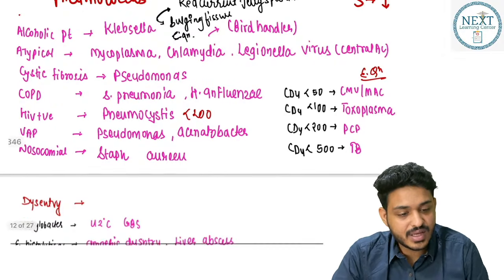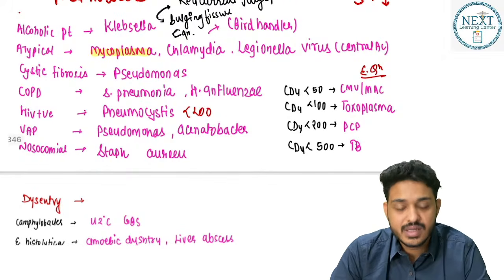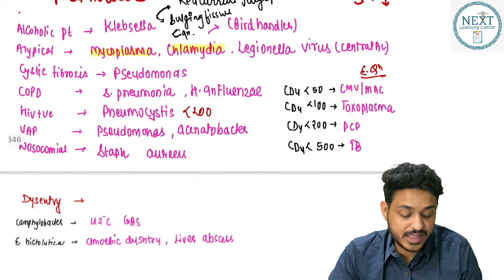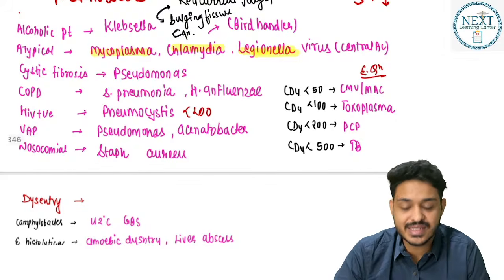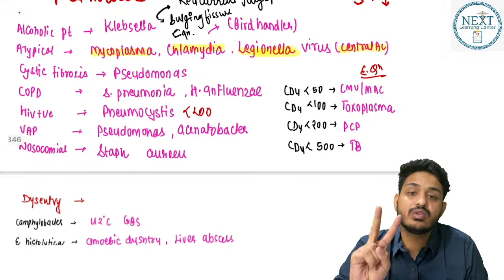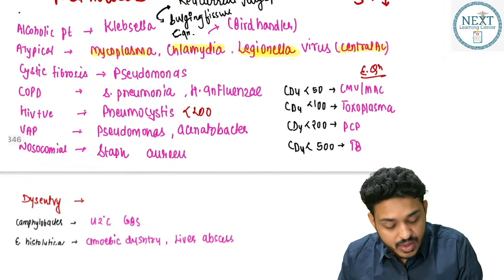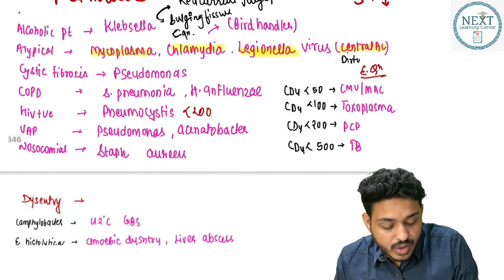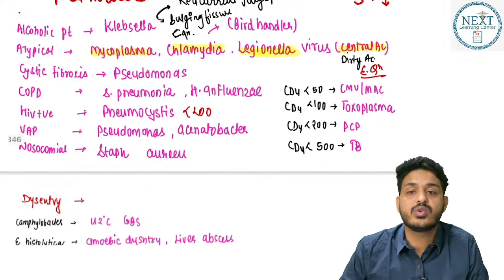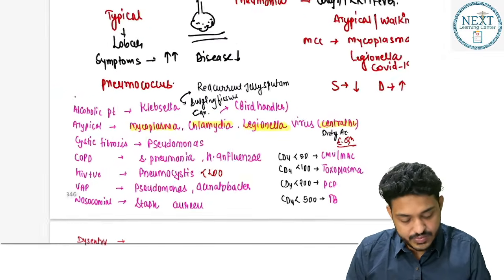Atypical pneumonia: just now we have seen Mycoplasma, Chlamydia, Legionella. Legionella is very important. Two things you have to remember in the question. Look for two keywords: central AC and dirty water. If a person is working in a corporate company with central AC and gets pneumonia, this is going to be your Legionella, right? Very good.